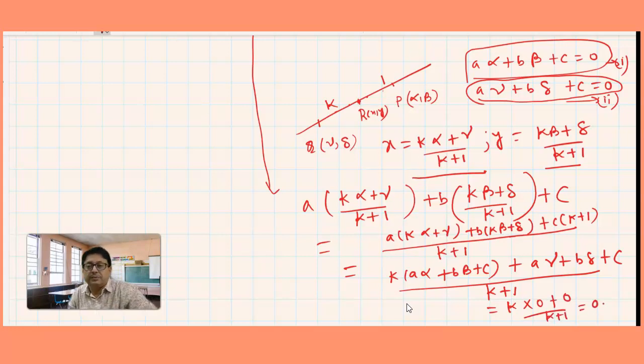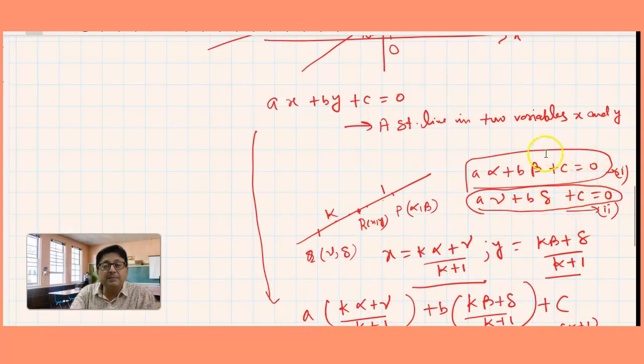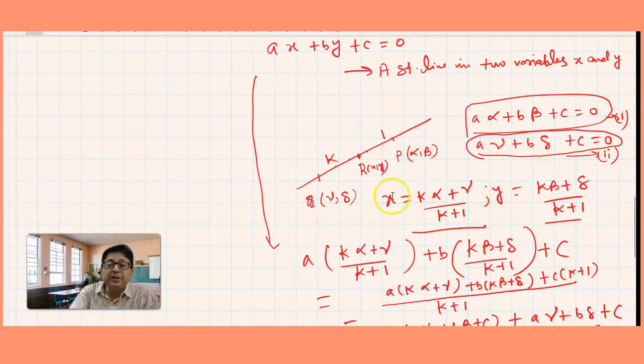Okay. So this point will satisfy the equation of the line ax plus by plus c equal to 0. Any 2 points on the line, it is established that any point on the line segment joining these two will lie on the line. This is a general concept.